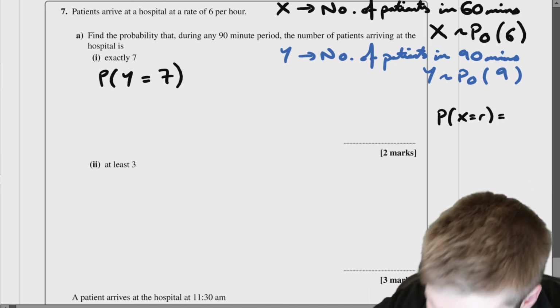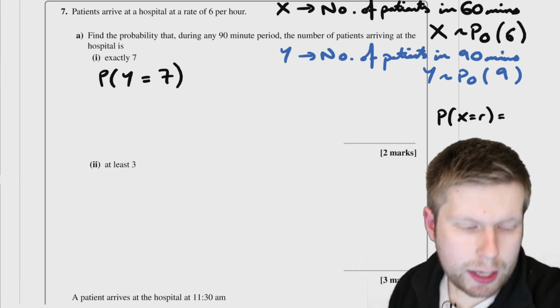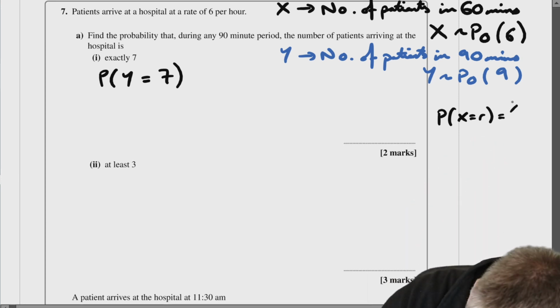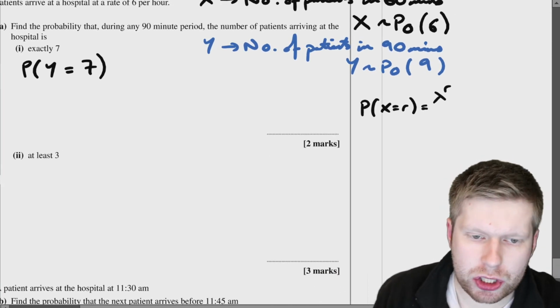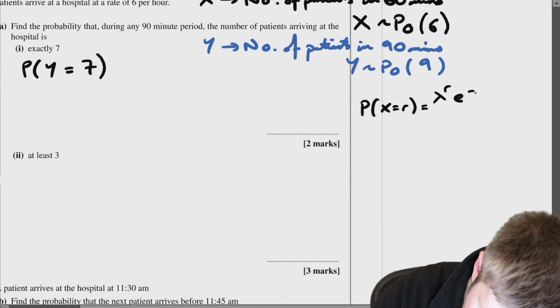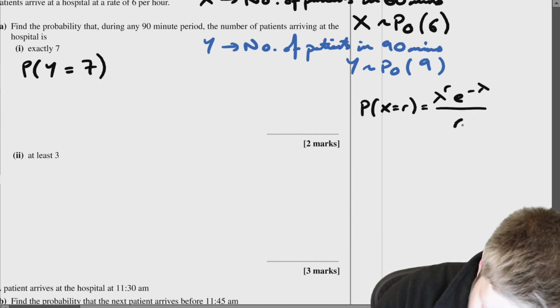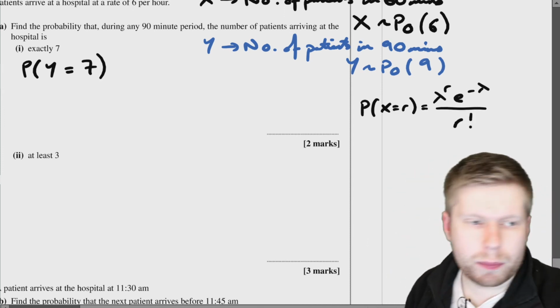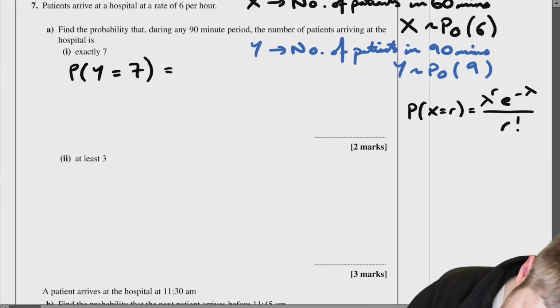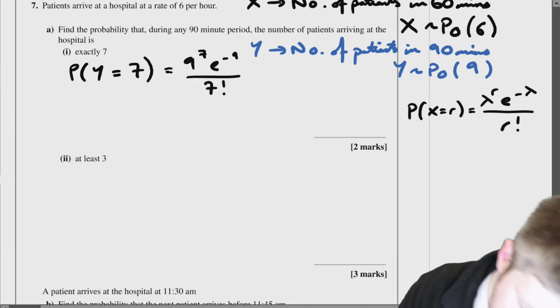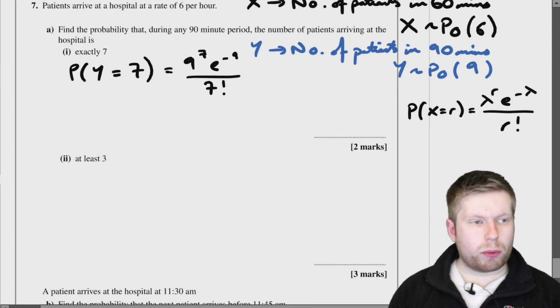Well, that is just going to be the rate, which is lambda, to the power of the number of successes you're interested in, or the number of patients you're interested in, times by e to the negative lambda, e to the negative rate, all divided by r factorial, the outcome you're after, factorial, okay? So let's use that probability mass function here. So in this case, my rate is 9, because I'm looking at the 90-minute period. I'm going to raise that to the power of 7. I'm going to take e to the negative 9, all divided by 7 factorial. So I'm just simply sticking the numbers in the correct place in my probability mass function.